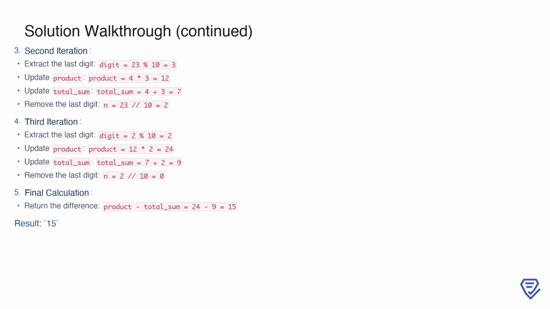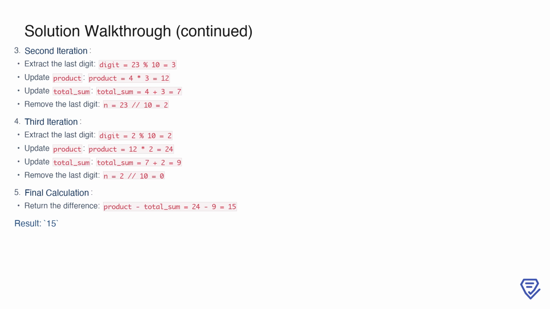Next, we continue with the second iteration. The last digit of n is now 3. We extract it and update the product to 4*3 equals 12. Similarly, we add this digit to the total sum, updating it to 4 plus 3 equals 7. We then remove this digit from n, which reduces it to 2.